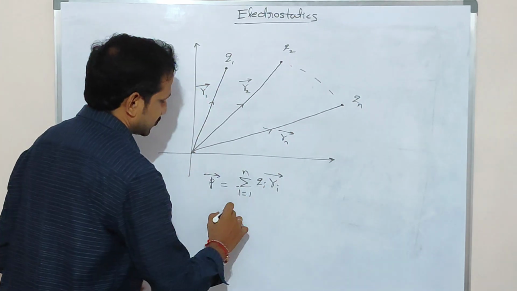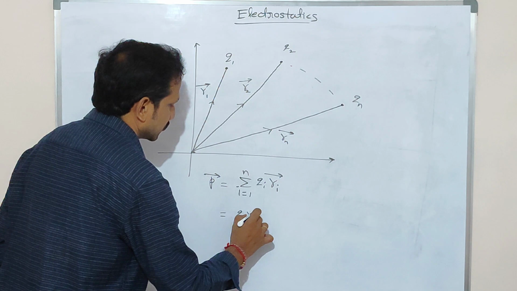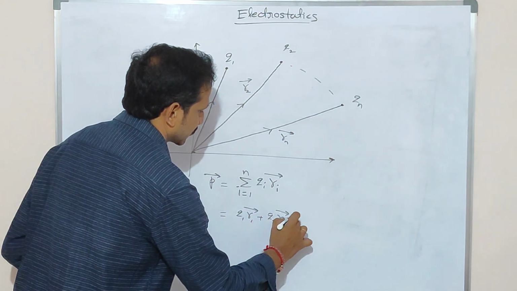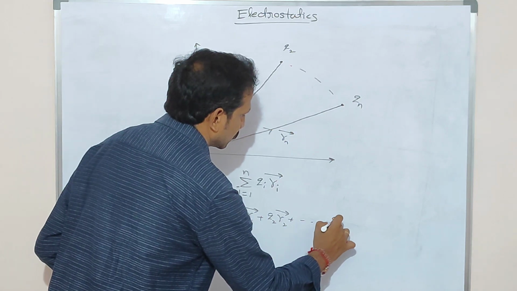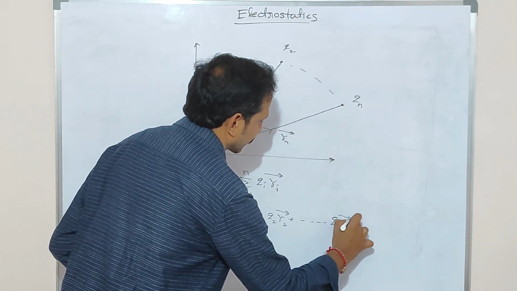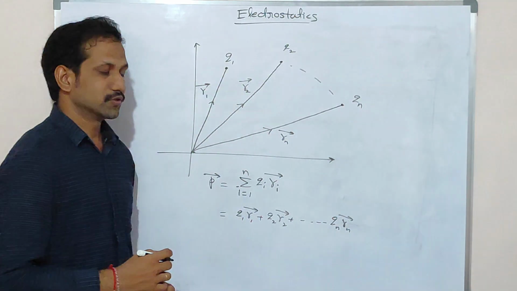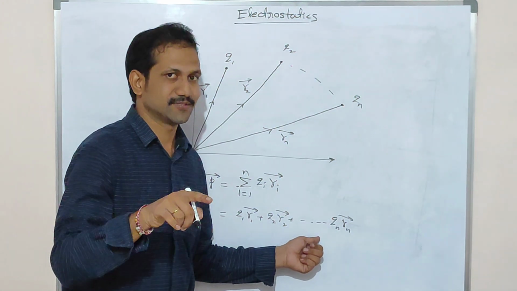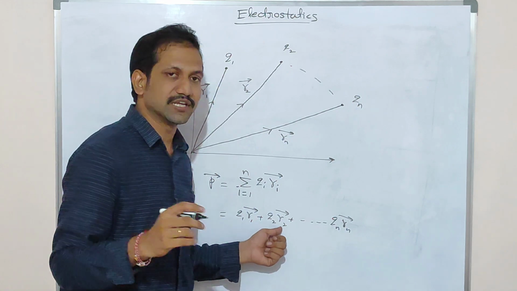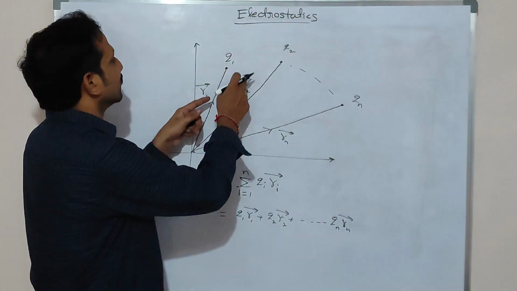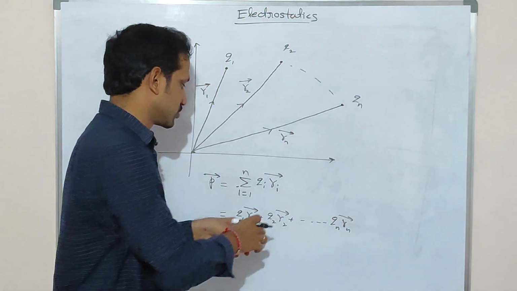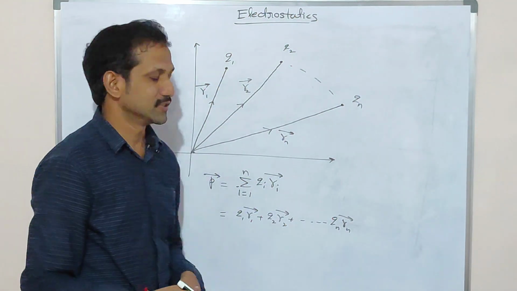If you expand this, you get q1 r1 vector plus q2 r2 vector, and so on, up to qn rn vector. Remember, when you apply this formula, you have to take the charges with their sign and also the position vectors including their sign. If one of the position vectors is negative, you should consider the negative as it is.